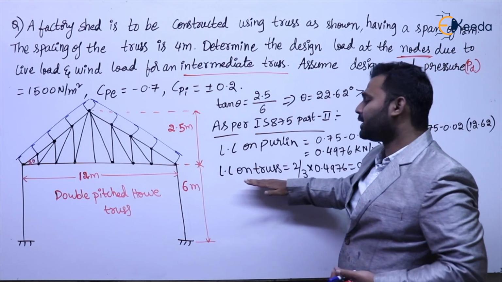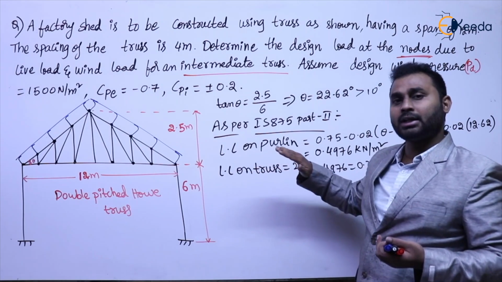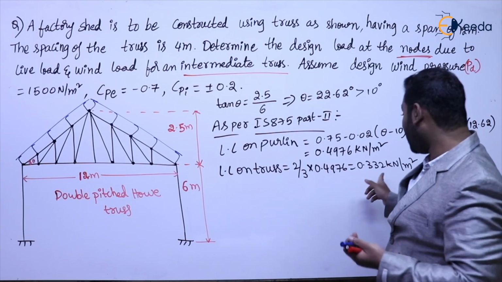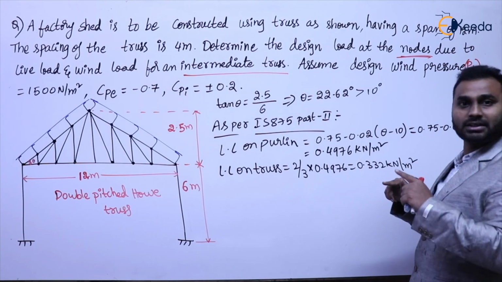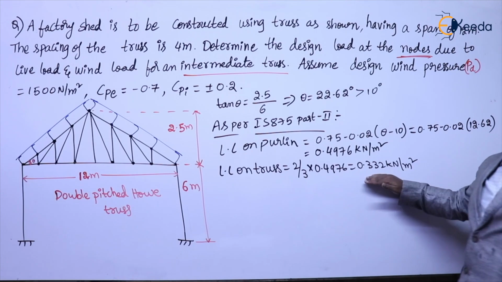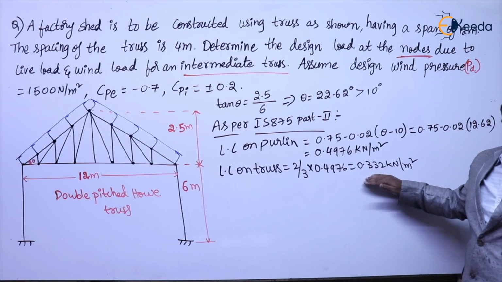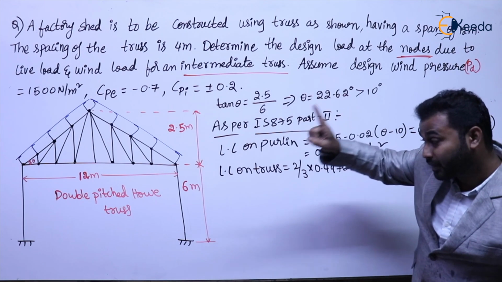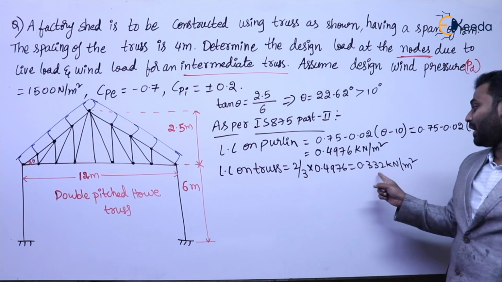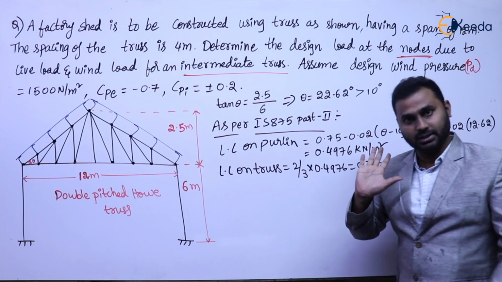Hence, for calculating the live load at the nodes, we need to multiply this value with half of the plan area, not the total plan area. It means for calculating the reactions, we multiply this value with the total plan area. But for showing the loads on the panel points, we multiply this value with half of the plan area. Is that okay?